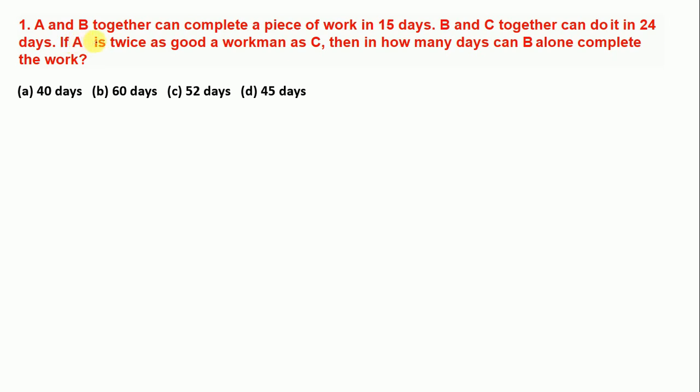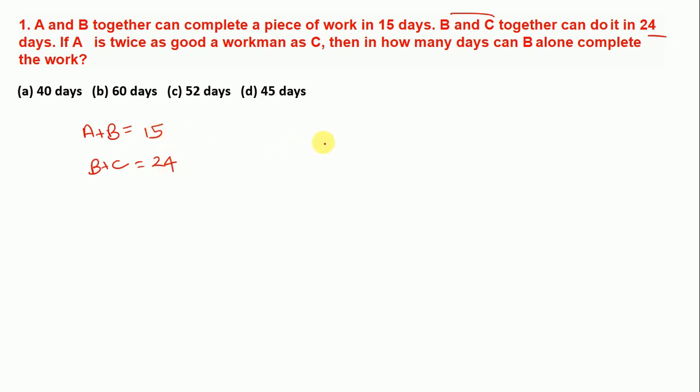A and B together can complete a piece of work in 15 days. B and C can do it in 24 days. A is twice as good a workman as C. Then in how many days B alone can complete the work? So first of all, A and B take 15 days. Now B plus C take 24 days. So we have to first calculate the LCM of 15 and 24.